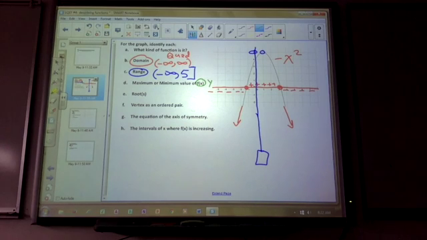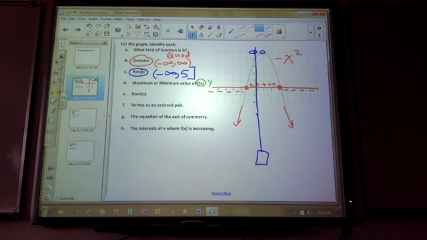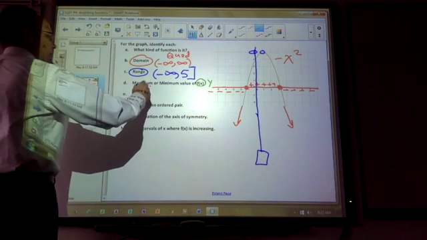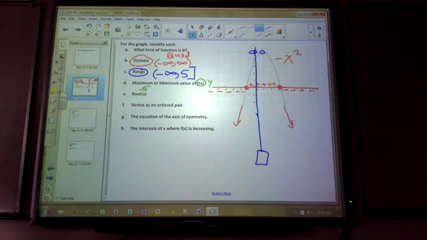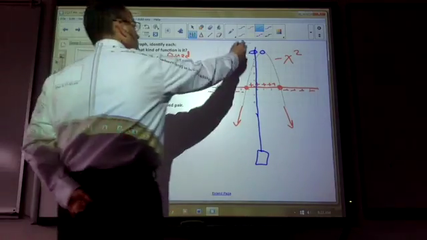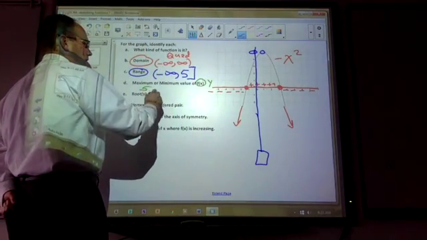My maximum value would be what? In the y direction. What's the highest value I get to in the y direction on this graph? 5. Okay? And then the roots, where does it cross the x-axis?